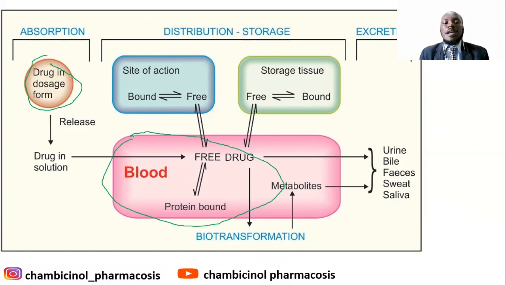Some amount of the drug, as we said, will remain in a free form, while other drug will bind with plasma proteins, for example, albumin or glycoprotein. The drug which is in free form will get distributed into the site of action and the storage site. Once it reaches the site of action, some amount will be in the bound form, while another amount will be in the free form. It is the free form of the drug which is involved in inducing the pharmacological effect, while the bound form will be inactive.